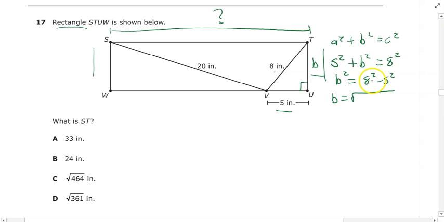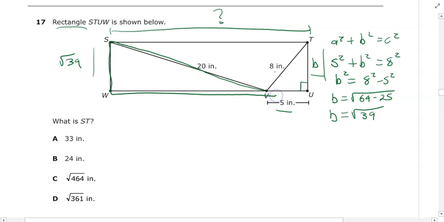And take the square root to get 64 minus 25. So I get b equals square root of, what is that, 39? Yeah, 39. All right, so now that I know what b equals, that's one side of the rectangle. The other side also has to equal square root of 39. And as soon as I label that, I have two sides of another triangle.